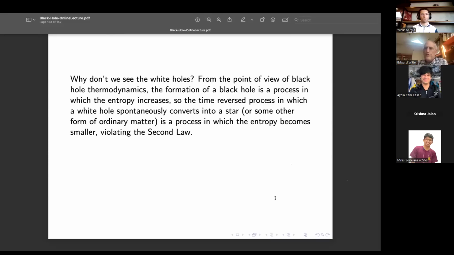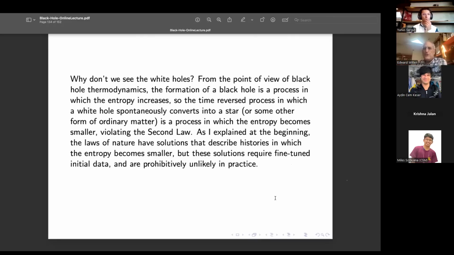Well, from the point of view of black hole thermodynamics, the formation of a black hole is a process in which the entropy increases. So the time reverse process, in which a white hole spontaneously converts into a star, is a process in which the entropy becomes smaller, violating the second law. As I explained at the beginning, the laws of nature have solutions that describe histories in which the entropy becomes smaller, but these solutions require fine-tuned initial data and are prohibitively unlikely in practice.